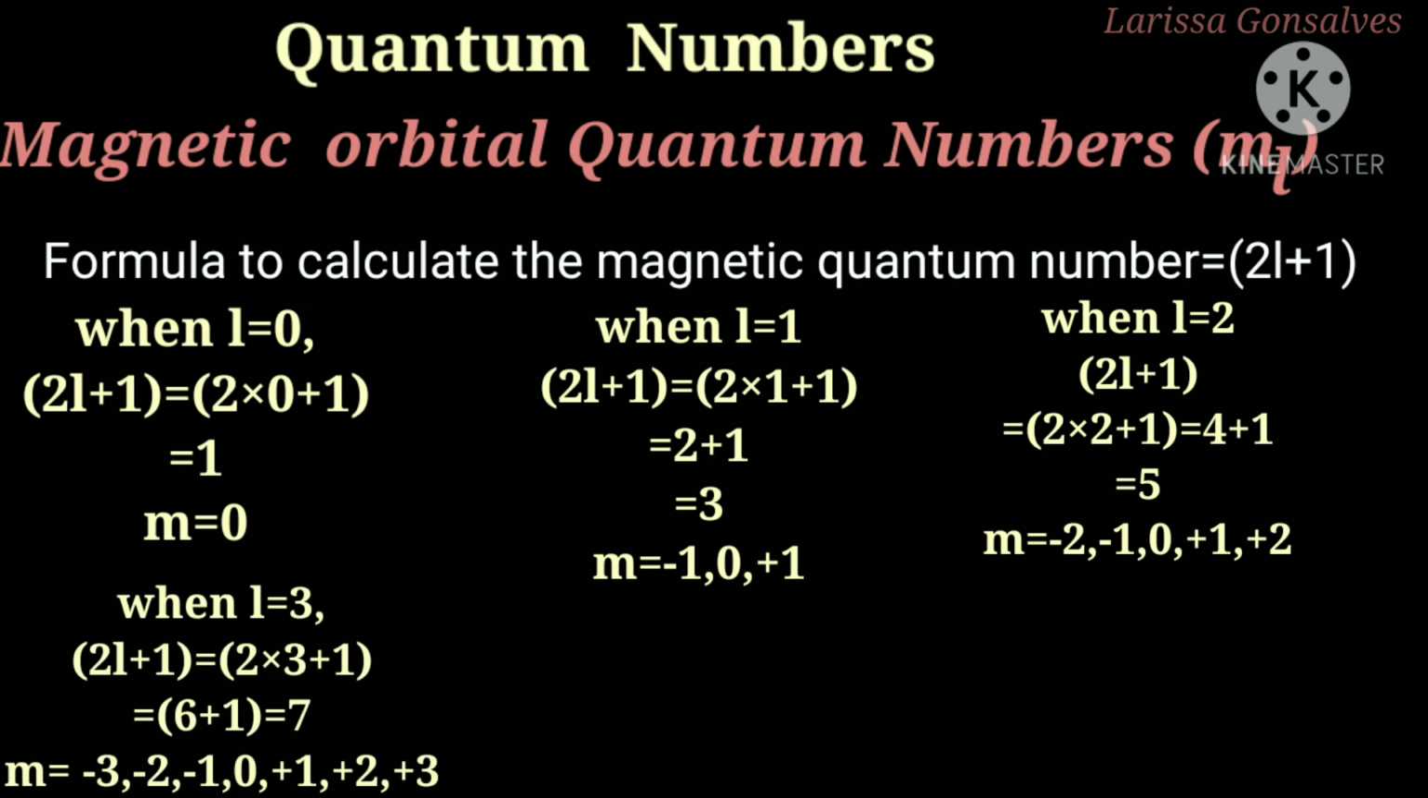When l is equal to 3, again use the formula 2l plus 1. So 2 into 3 plus 1, we get the answer as 7. So we need to have 7 values of m. So it will be -3, -2, -1, 0, +1, +2 and +3.